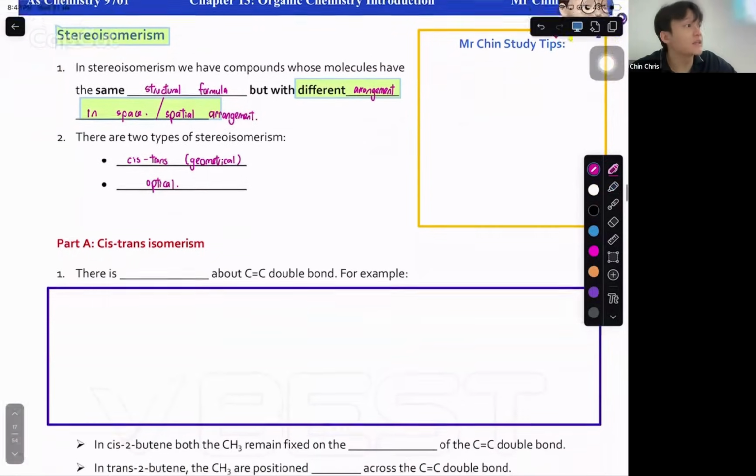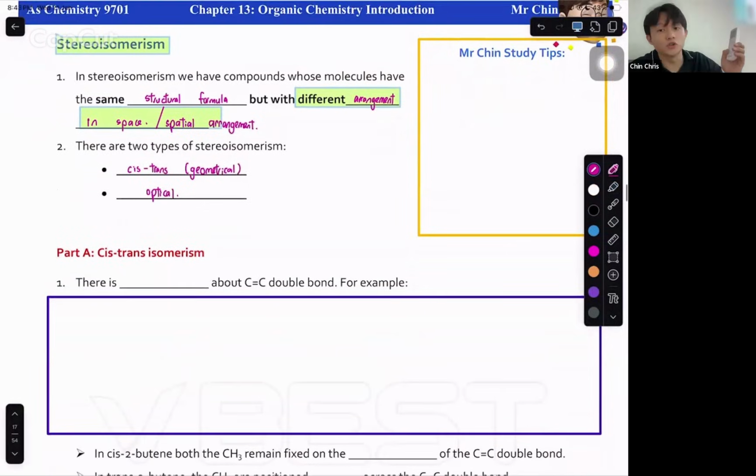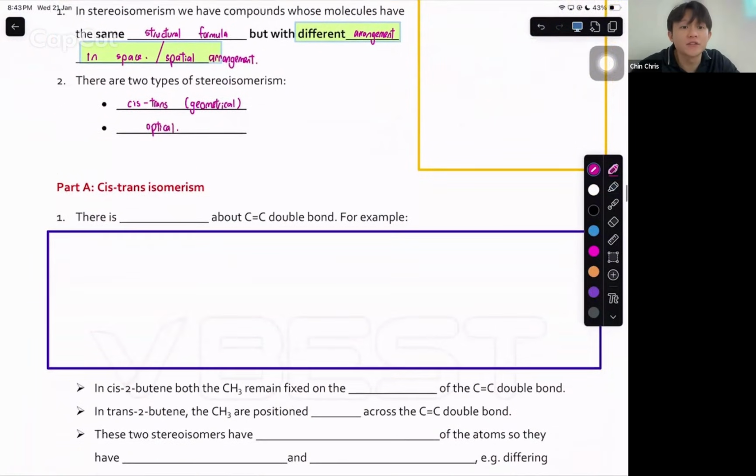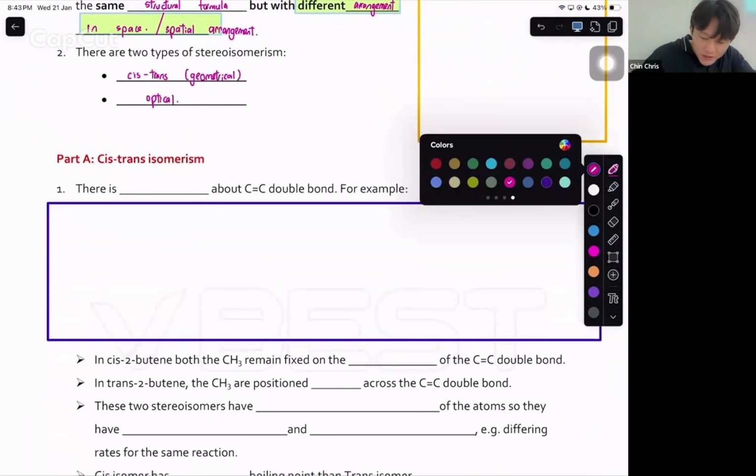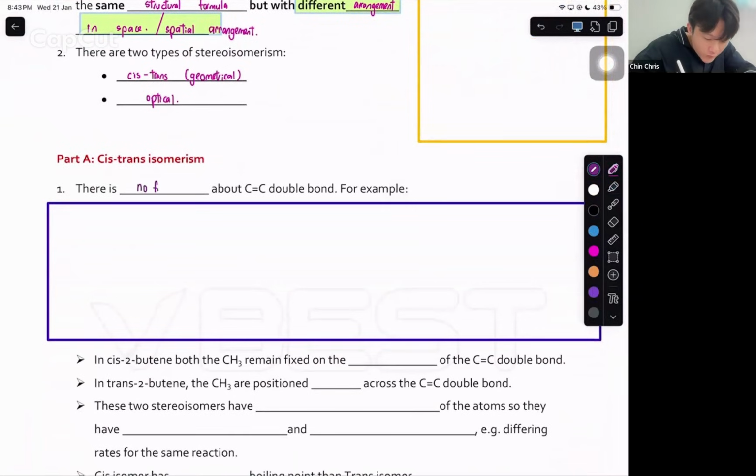All right guys, the first one, let's look at cis-trans isomerism. For cis-trans isomerism, how you picture it is that there is no free rotation about your C=C here.